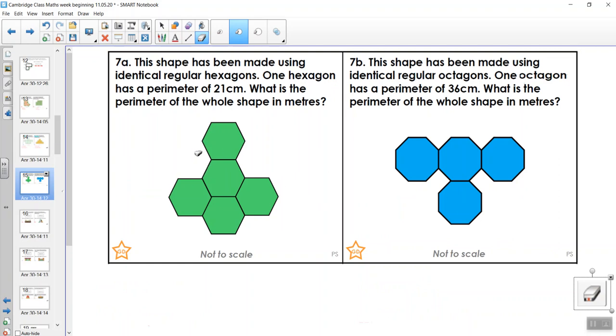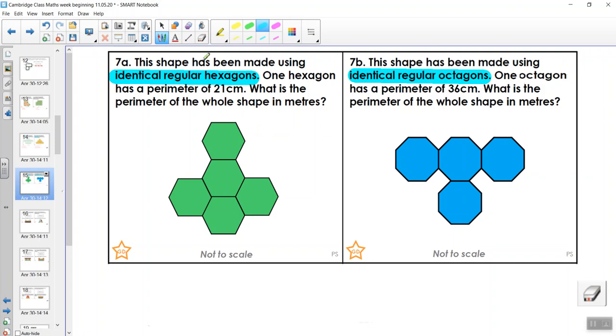And these aren't squares, these are hexagons and octagons, but the clue is still there. Look, it still says identical regular hexagons. If we tidy that up a bit, it's still there, look. And on this side it says identical regular octagons, that means all the sides are the same length. Now it says one octagon has a perimeter of 21 centimetres.